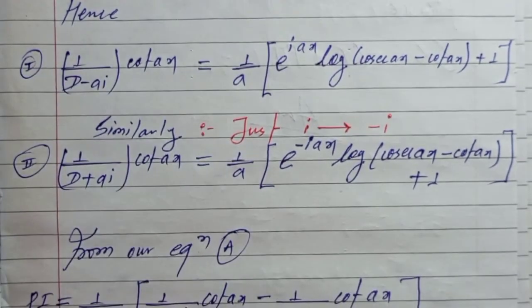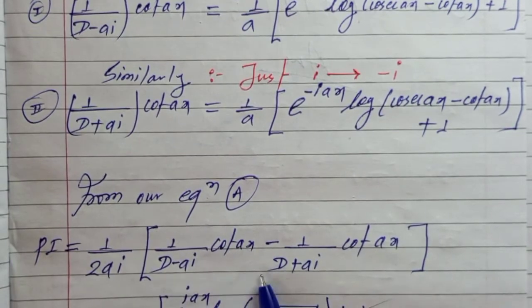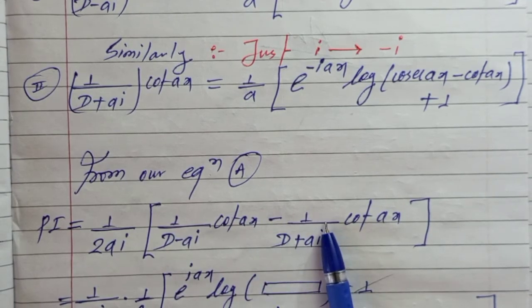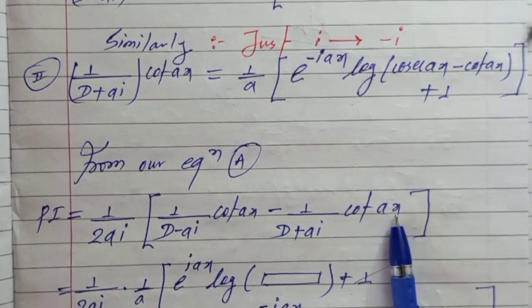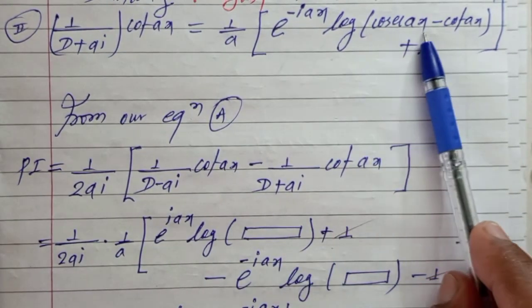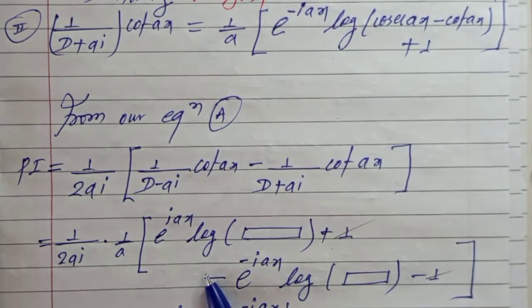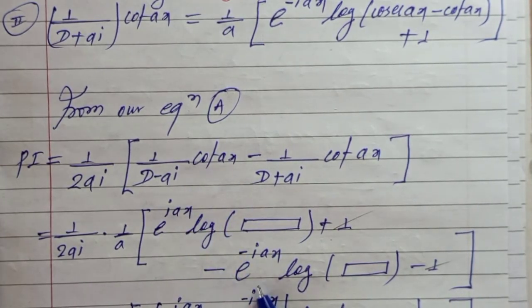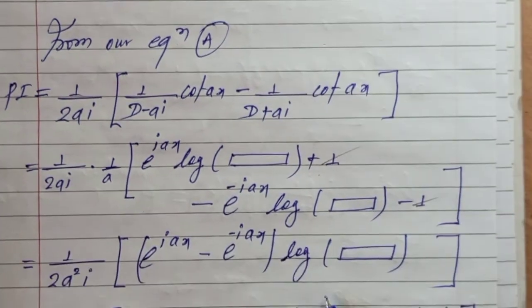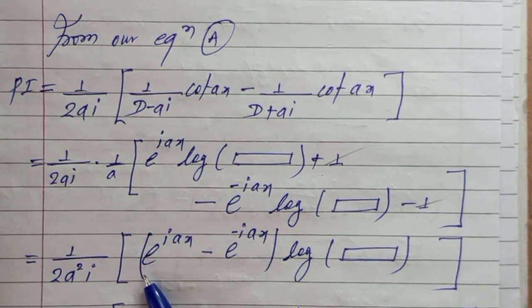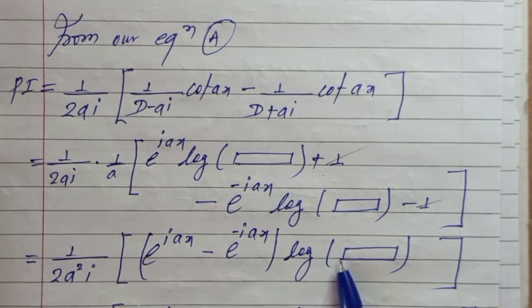So from our equation A, we can see that the expression was like this. On putting the values of 1 by D minus ai cot ax and 1 by D plus ai cot ax, we got our expression like this. This box value is cosec ax minus cot ax, which is the same in both terms. So we put their value and we got our expression looking like this, from where our 1 and 1 terms are cancelled and we took log common from both terms. So the remaining term is going to be like this, and log, and this bracket value.